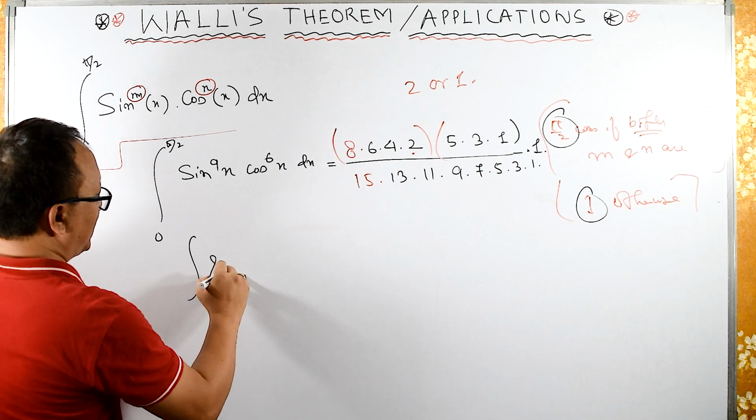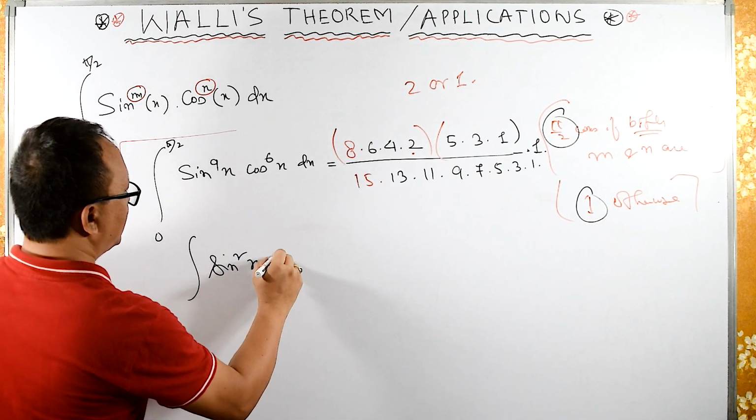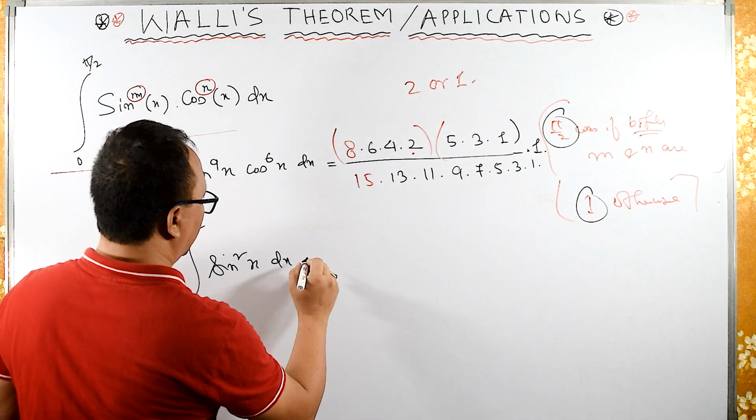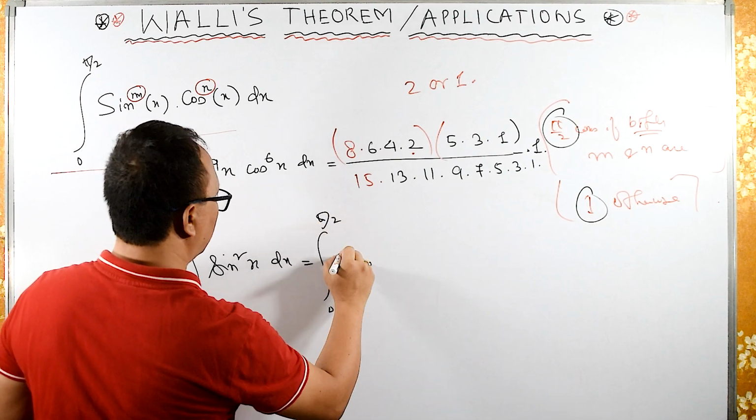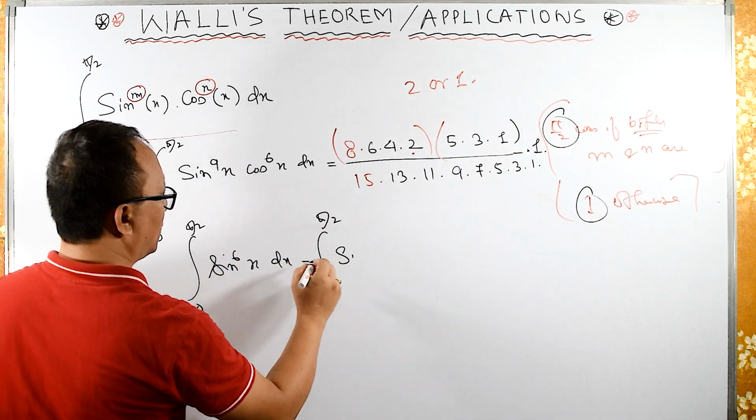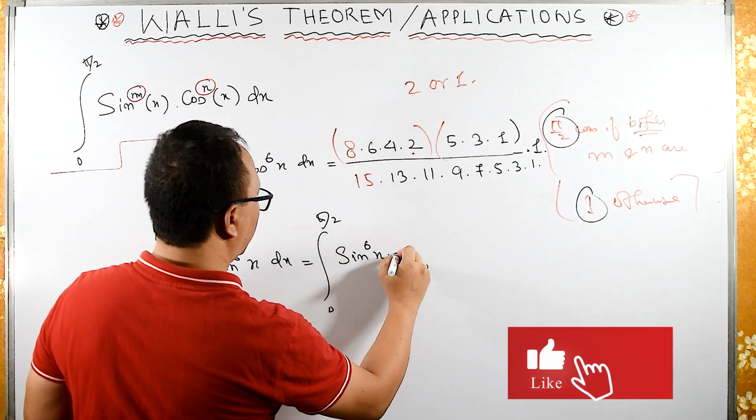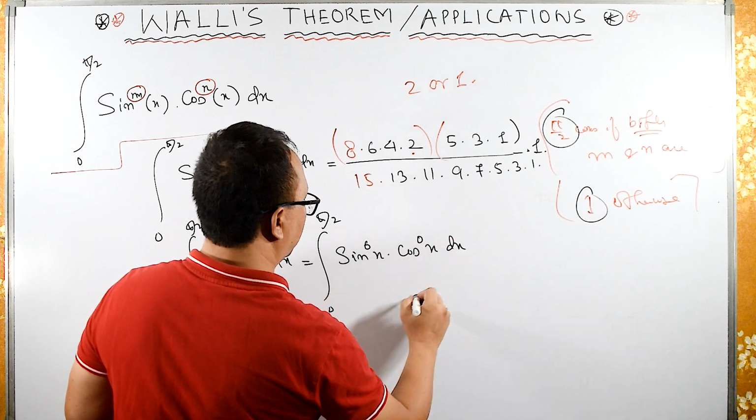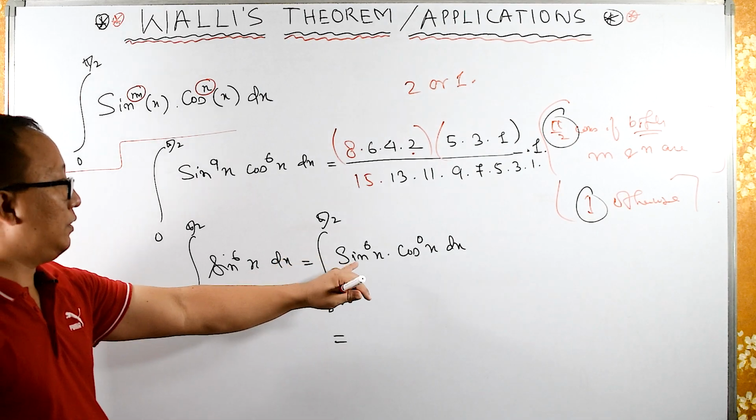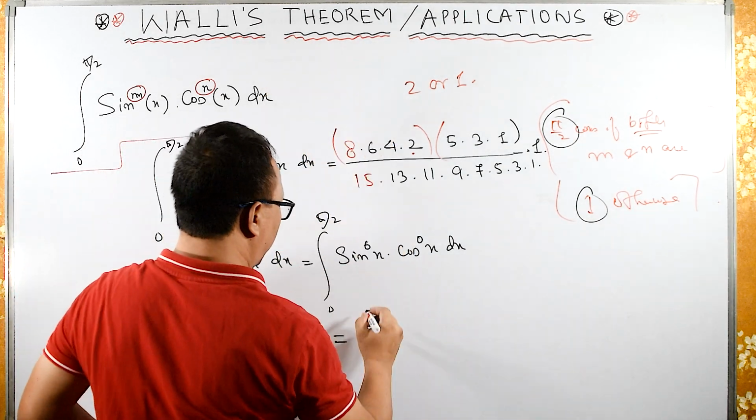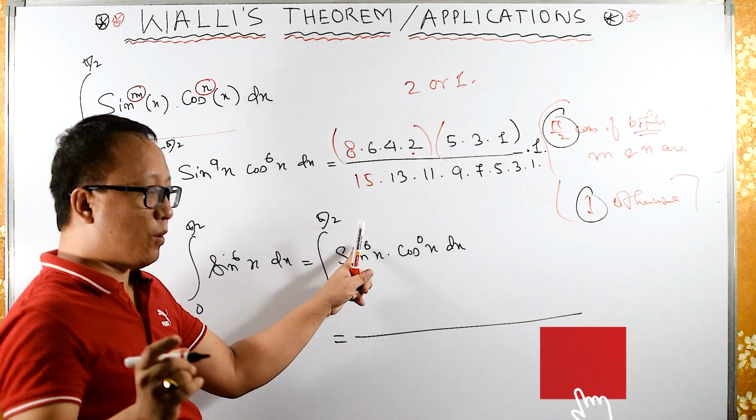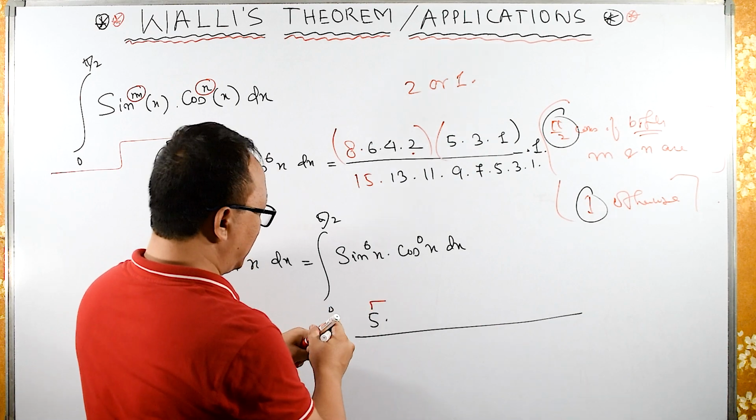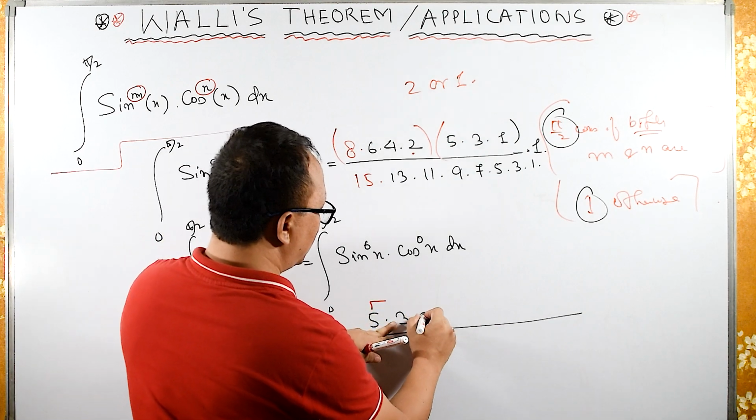If it is like this, for example, sine to the power 6 of x dx from 0 to pi by 2, what to do? Now this can be written as the integral from 0 to pi by 2 of sine 6x, which is the same as sine 6x cos 0x dx. So here similarly you apply this Wallis theorem. 6, decrease 1, I am having 5. And then from this you keep on decreasing successively by 2, 3 minus 2 is 1. You have to stop here.